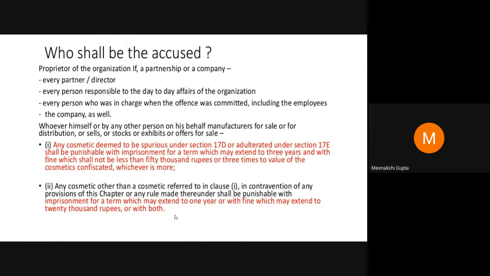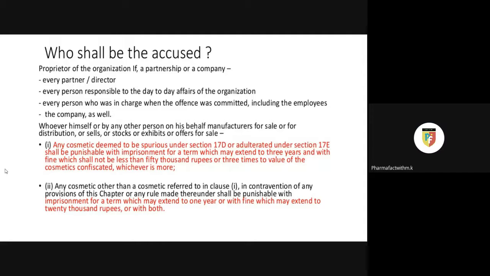So, who shall be the accused? The owner of the organization, that is the owner of the company, or if the company is a partnership, then every partner, including directors, every person responsible for the day-to-day activities in the company or the organization, every person who was in charge when the offense was committed, including the employees of the company, all are accused of that offense. Clear to everybody? Is it clear to everybody?